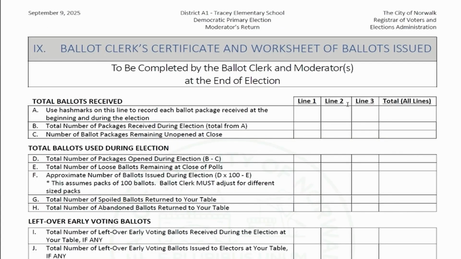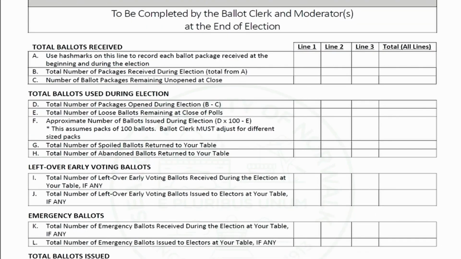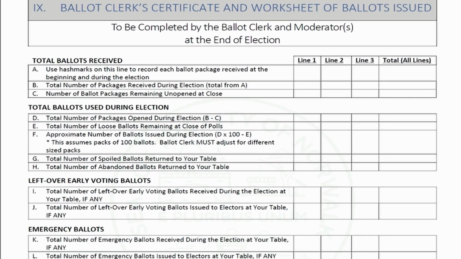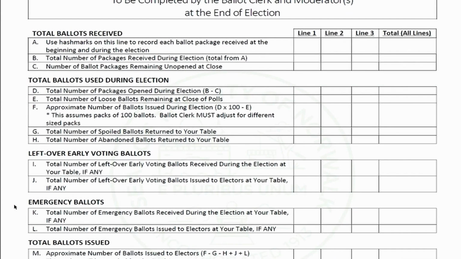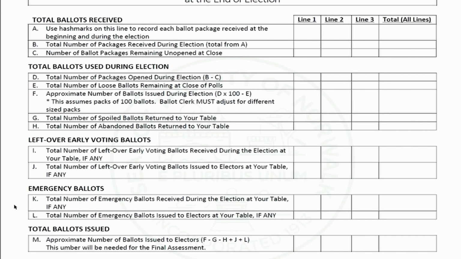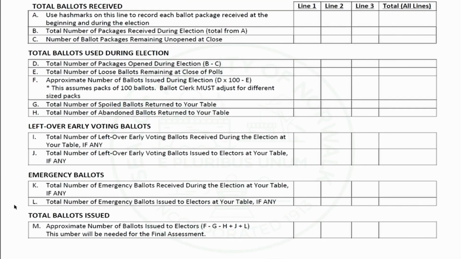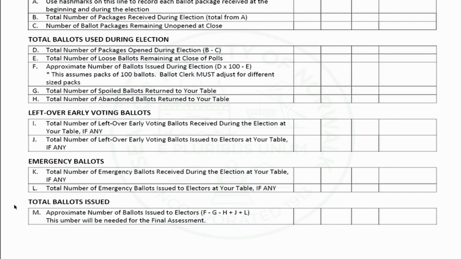The official ballot clerk's return documents the sum total of the count of ballots that were issued during an election. It documents spoiled ballots, abandoned ballots, and how many ballots should have been cast. Additionally, it documents the source of all the ballots. For example, it documents how many pre-printed ballots were issued, how many emergency ballots were issued, and how many ballots were issued from the early voting environment.